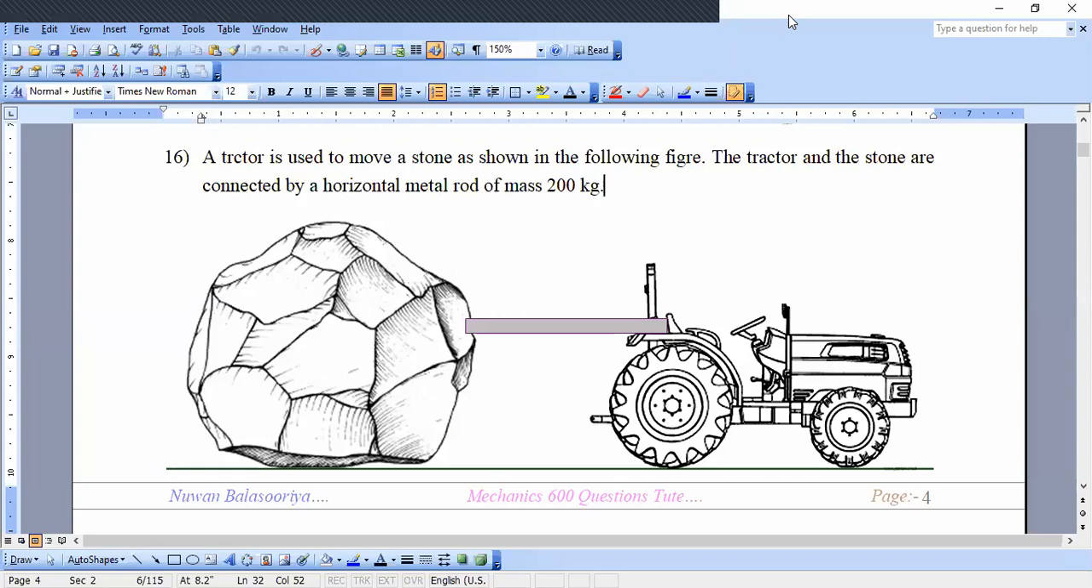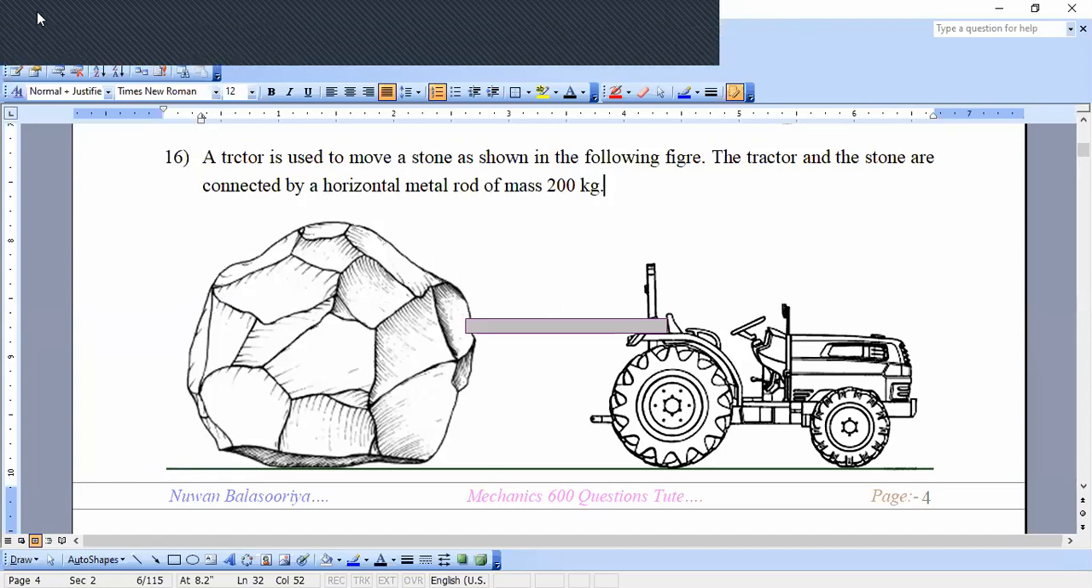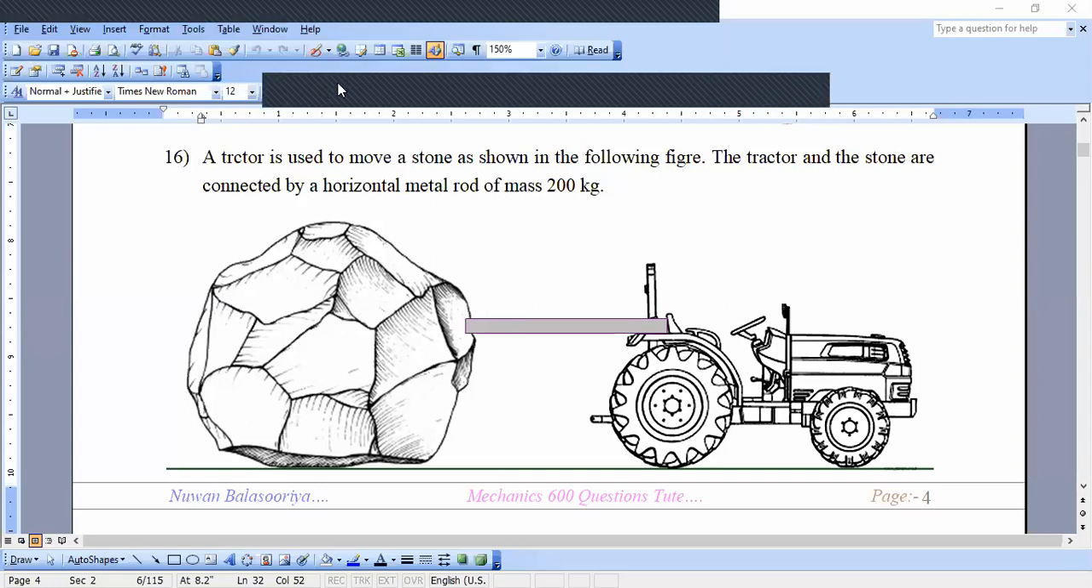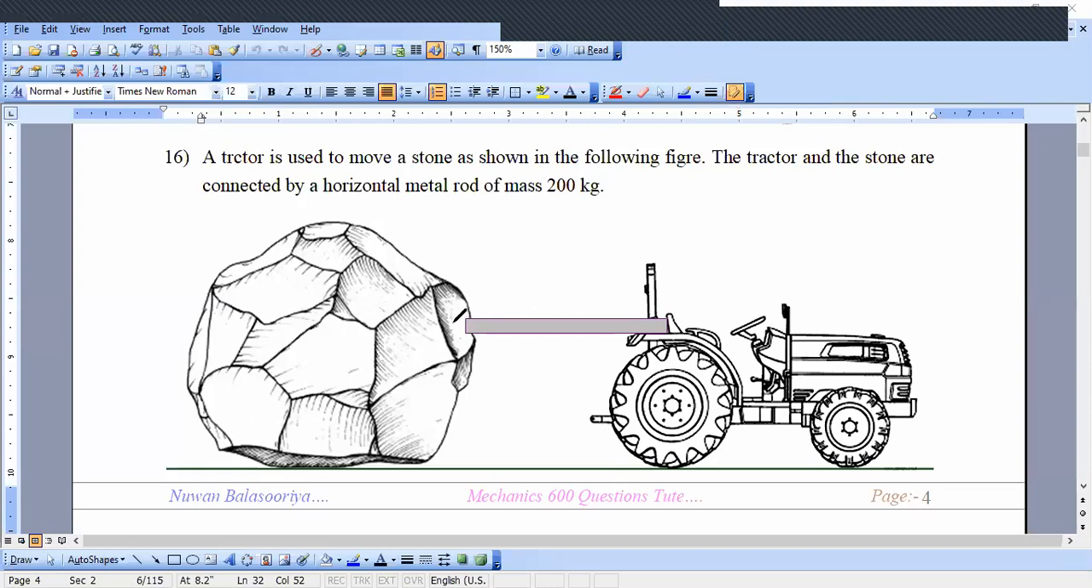A tractor is used to move a stone as shown in the following figure. The tractor and the stone are connected by a hot metal rod of mass 200 kg. Right, that is the most important point. Listen, in the previous question the string does not have a mass, but here the connecting rod has a mass. What's the mass of the connecting rod, dear? 200 kilograms.